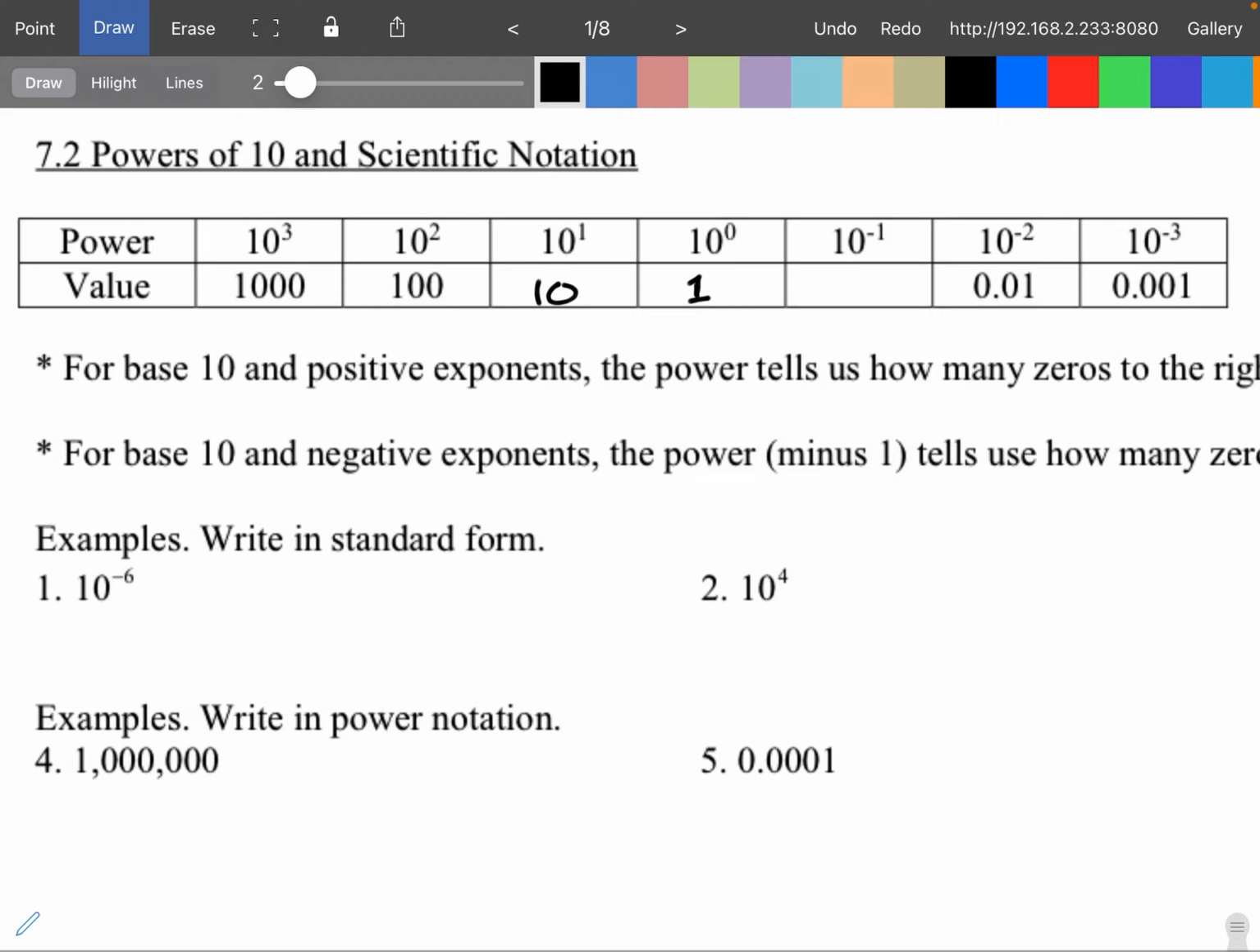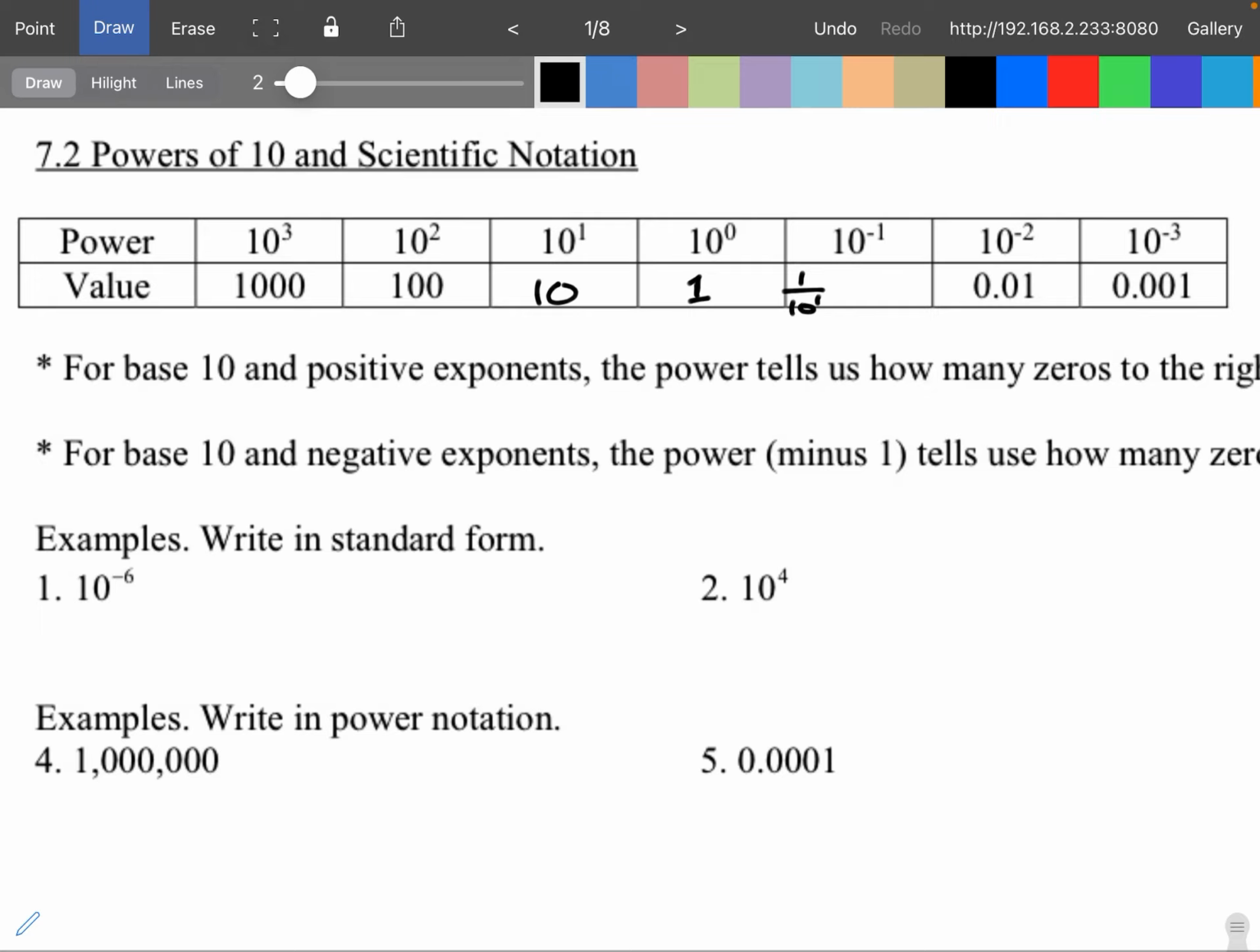And then 10 to the negative 1 power. Yeah, if you use the rule that we had in the last section in 7.1, if you have 10 to the negative 1 power, you would move it to the denominator, and it'd be 1 over 10 to the first.